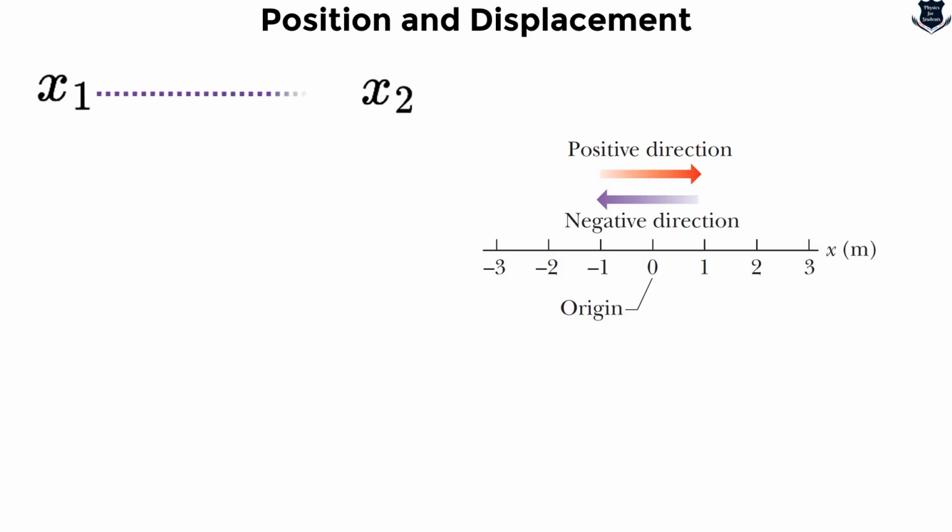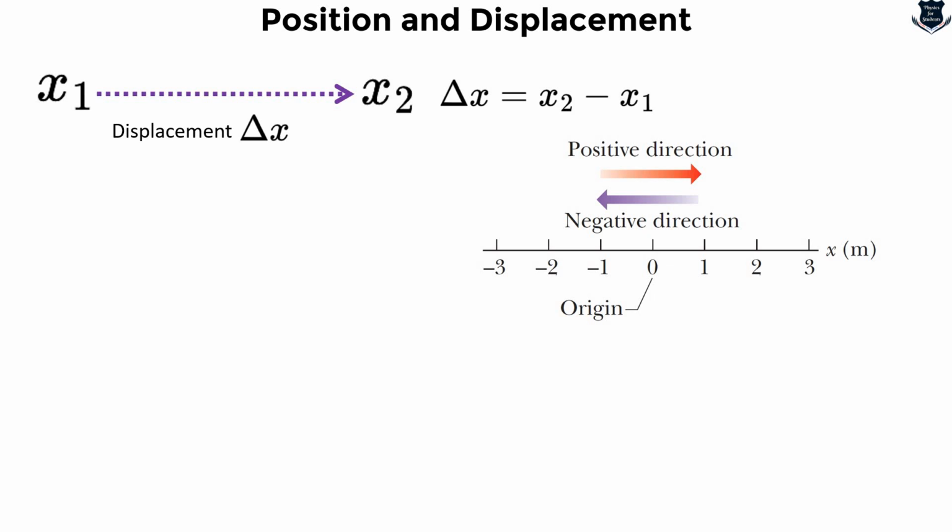Now, when we talk of the change of a position, for example, if we take two positions, x1 and x2, and there is a change from x1 to x2, we call it displacement, which is denoted by the Greek letter delta x, and delta x equals x2 minus x1. The symbol delta, the Greek uppercase delta, represents a change in a quantity, and it means the final value of that quantity minus the initial value.